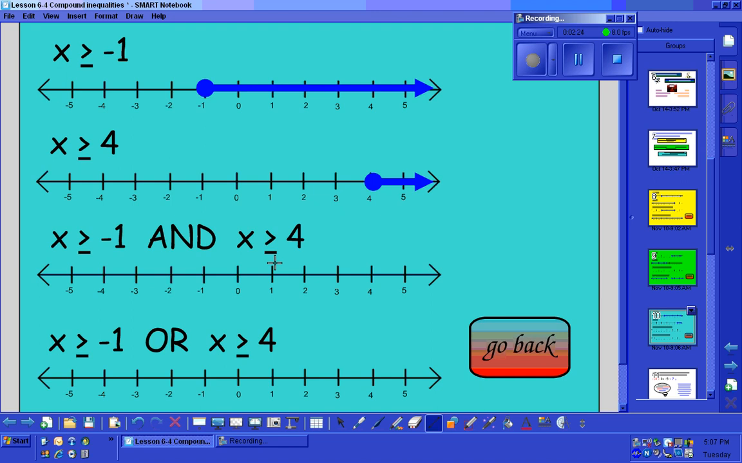Using the word "and," can you predict what points would be on both lines? Not the ones here and not the ones here. These are only on one line. But our solution set would be everything greater than or equal to 4.